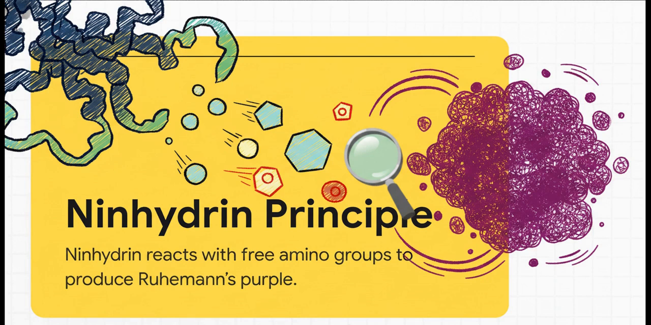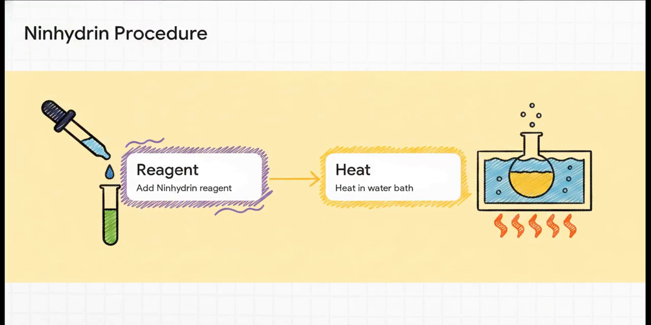The Ninhydrin principle tells us that free amino groups reacting with the Ninhydrin reagent will produce a really famous pigment called Ruhemann's purple. Fun fact about this, forensic scientists literally use this exact reaction at crime scenes to lift latent fingerprints. Ninhydrin reacts beautifully with the trace amino acids left behind in human sweat. Pretty cool, right?